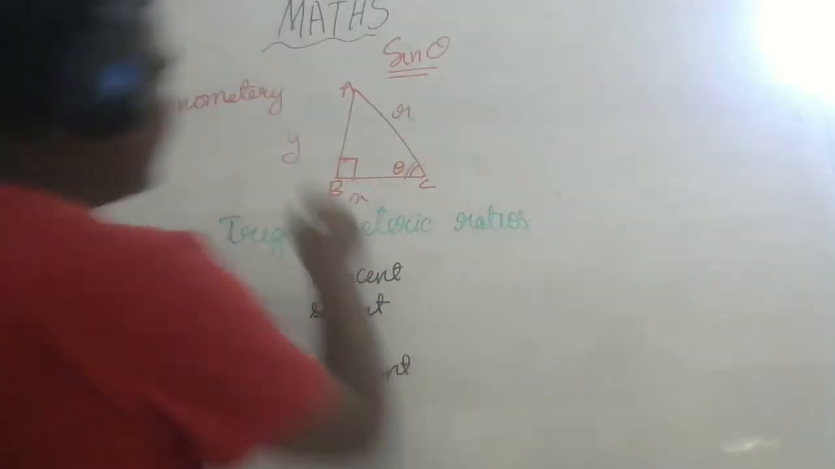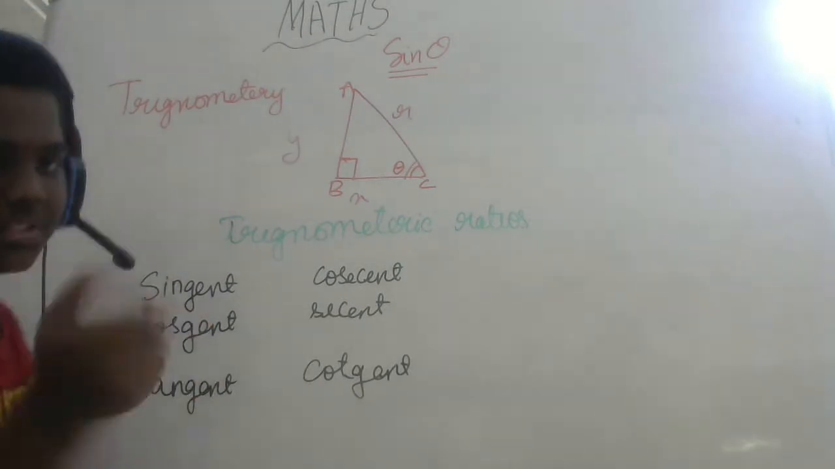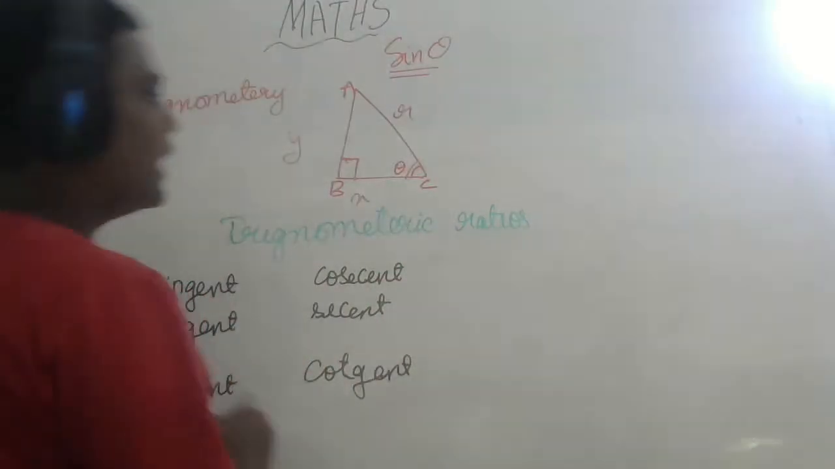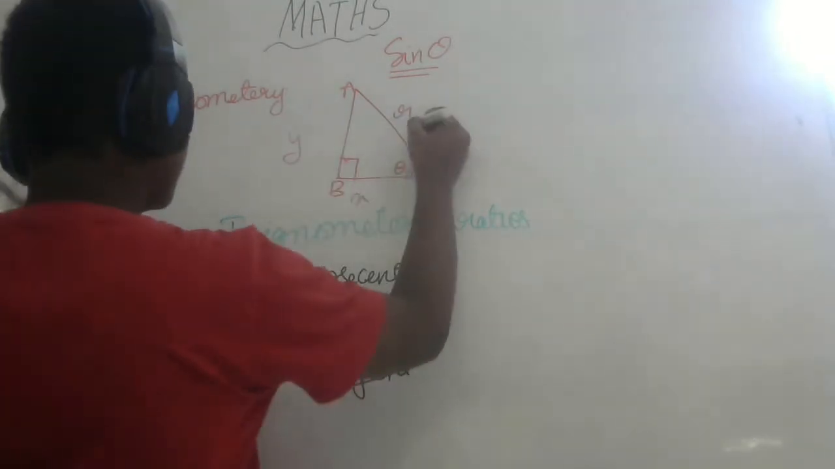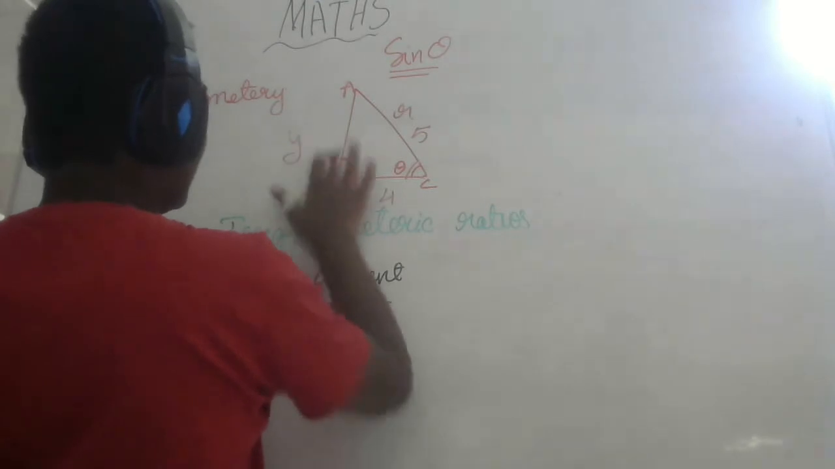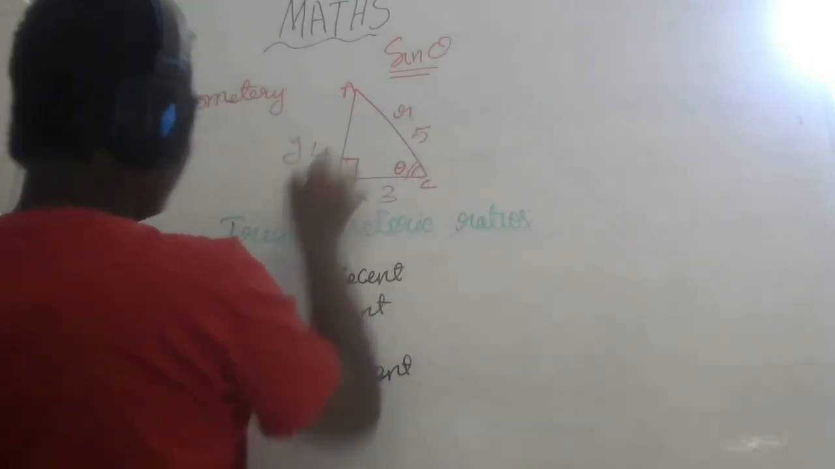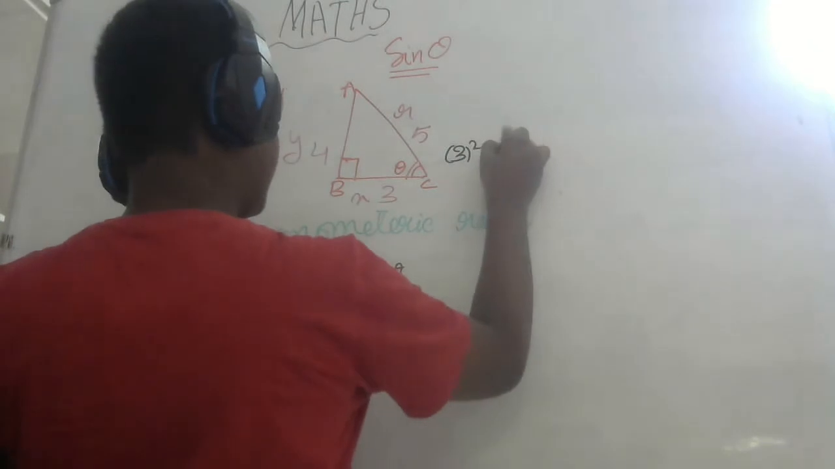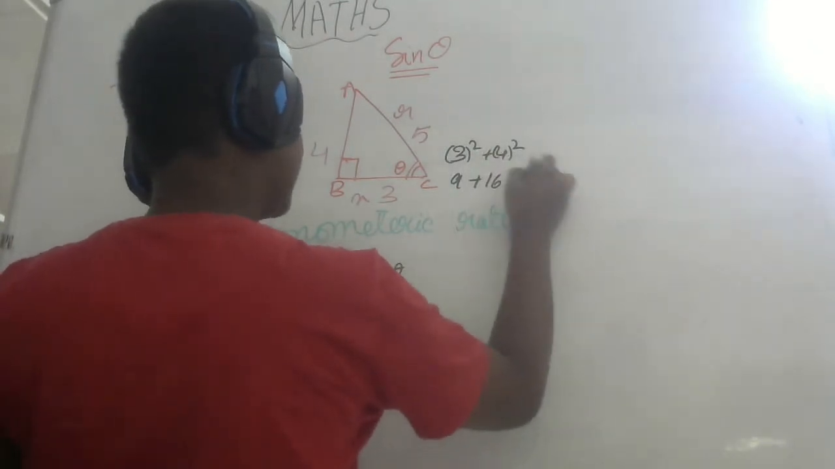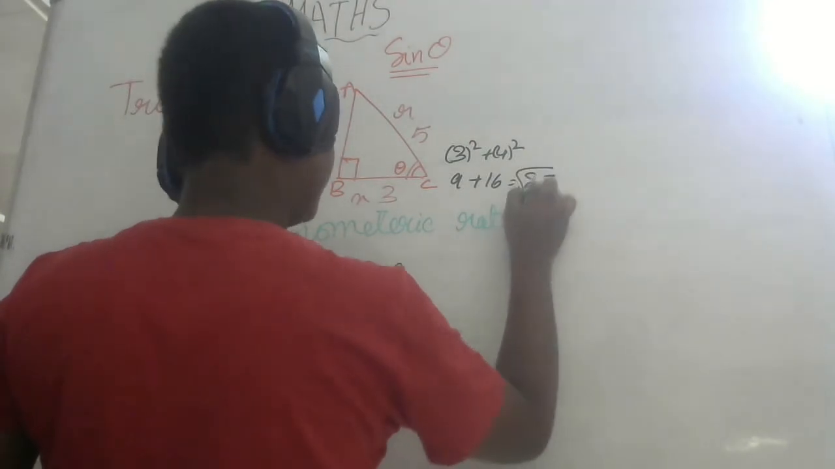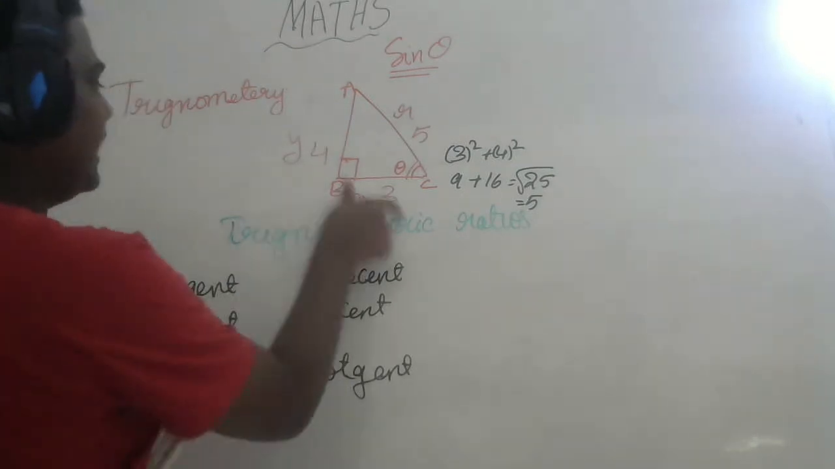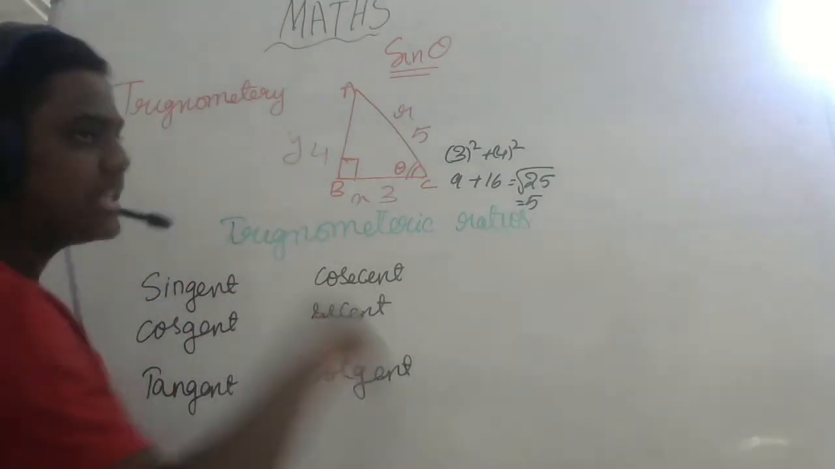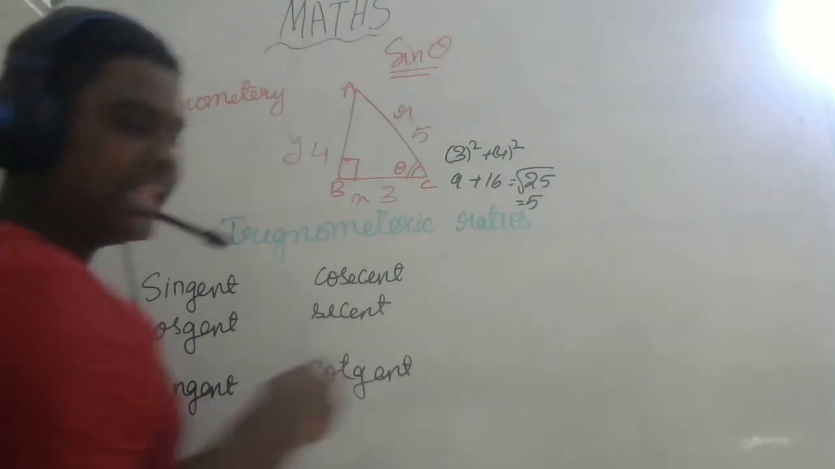Now, these sides of the triangle may or may not be Pythagorean triplets. To make the explanation easier, I am taking the basic Pythagorean triplet 3, 4, 5. Let us check the Pythagorean theorem: 3 square plus 4 square is 9 plus 16, which is 25. The root of 25 is 5. So yes, 3, 4 and 5 are Pythagorean triplets. While explaining all six ratios, I will be using the same triplets.